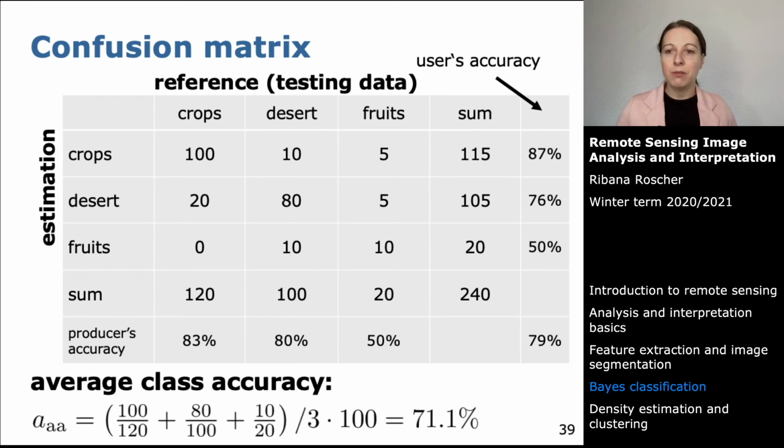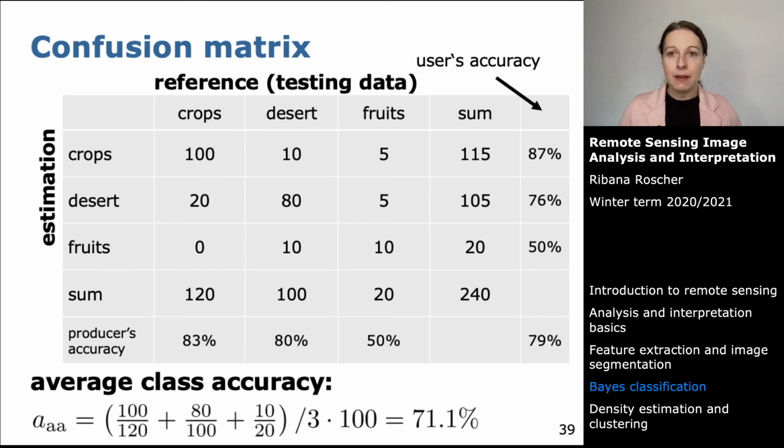So to reflect this, you can use the average class accuracy. What is done here is you compute the accuracy for each class, which is 100 of 120 crop pixels classified correctly, 80 out of 100 classified correctly for desert, and 10 out of 20 classified correctly for fruits. And then you divide the sum of the class accuracies by the number of classes, and here you get an accuracy of 71%.